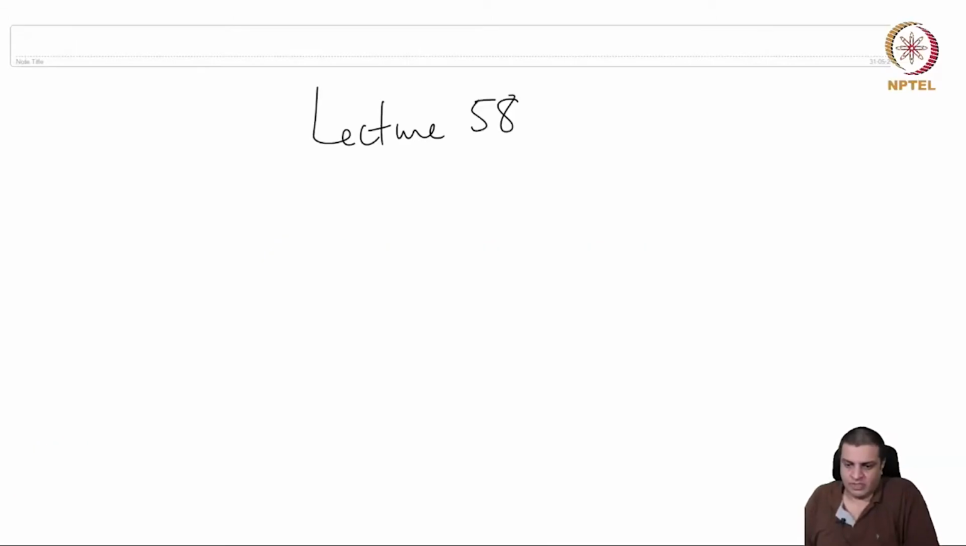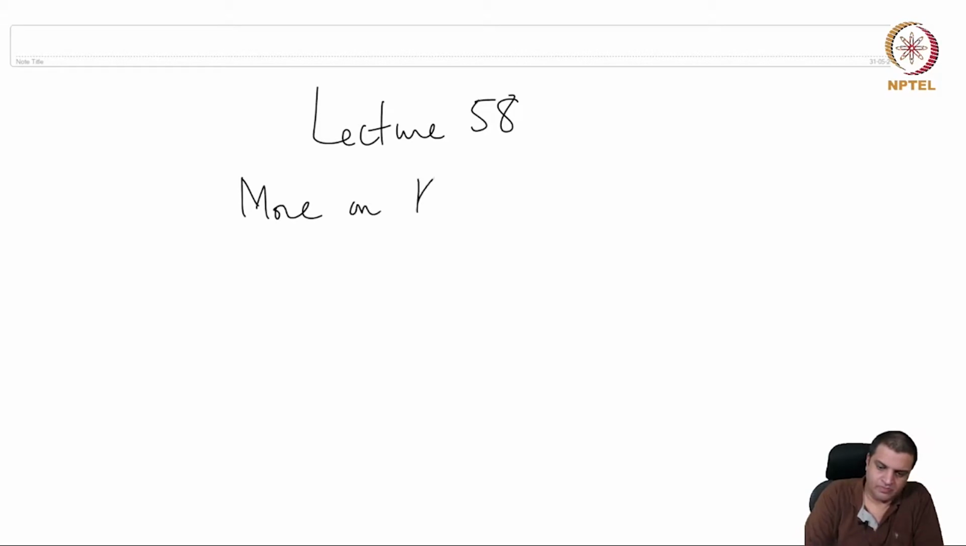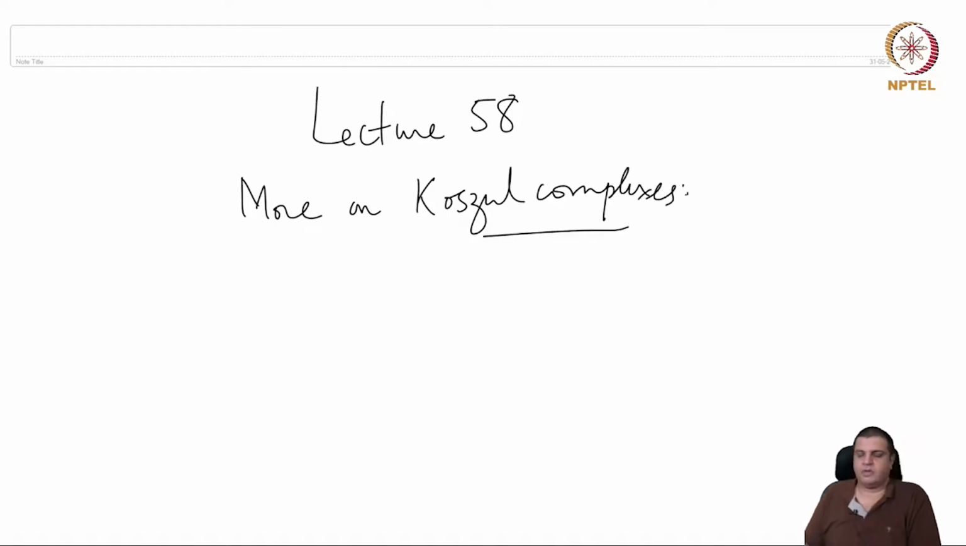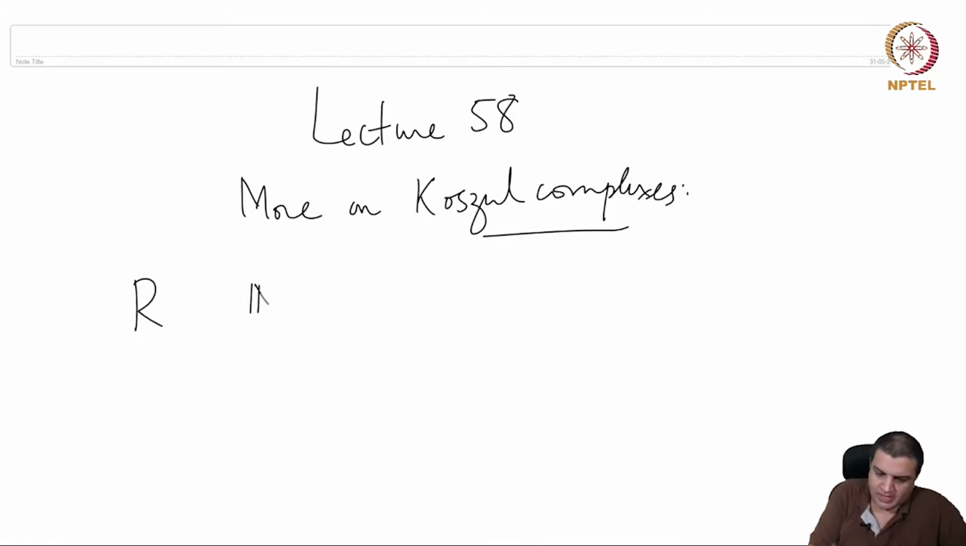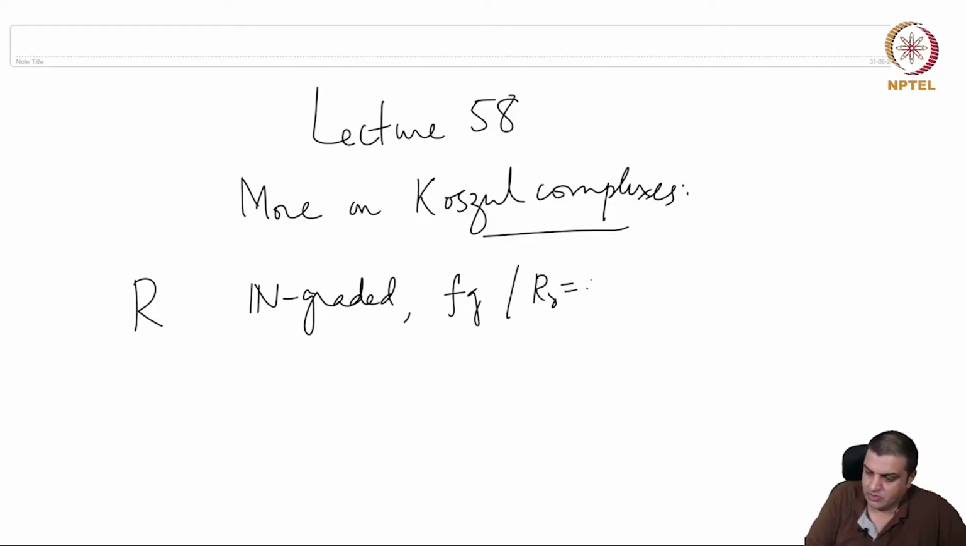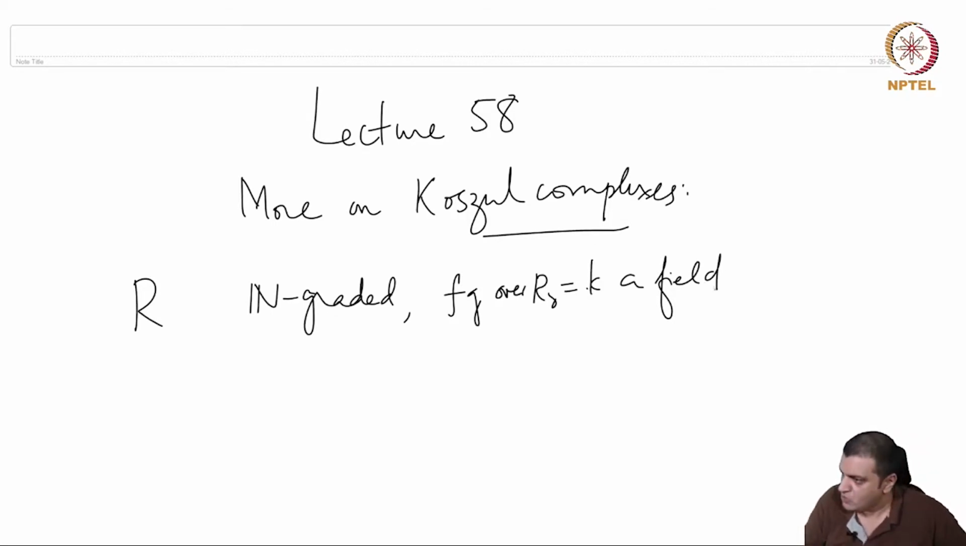This is a continuation on Koszul complexes. For this we can assume that R is non-negatively graded, finitely generated over R0, which is a field. R0 equals K, a field. So R is a finitely generated algebra over a field.